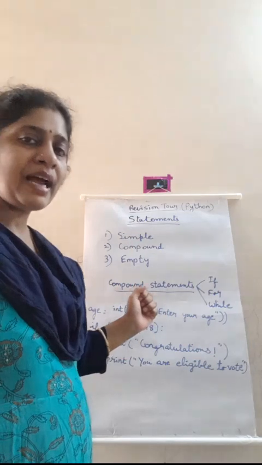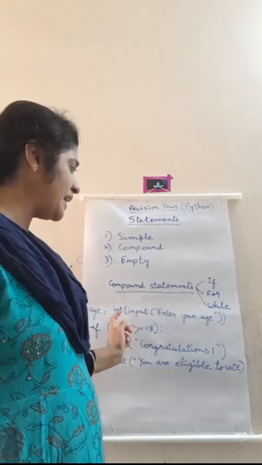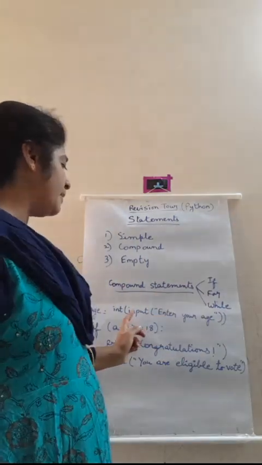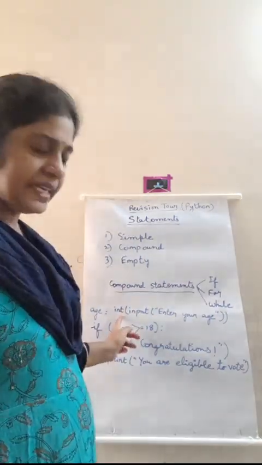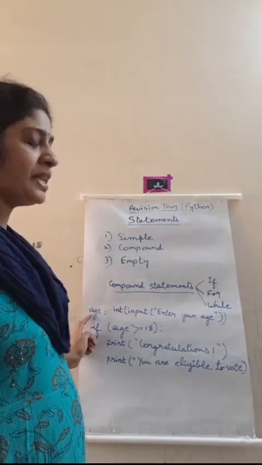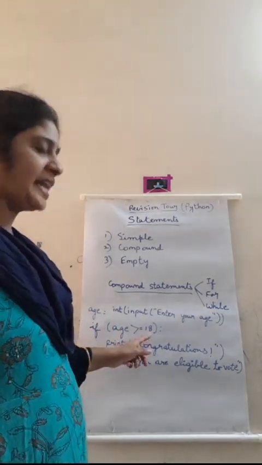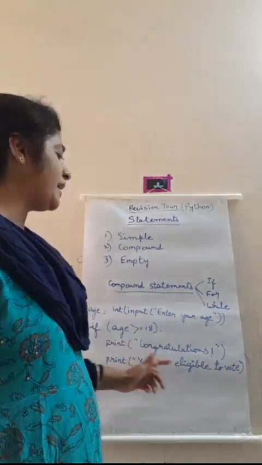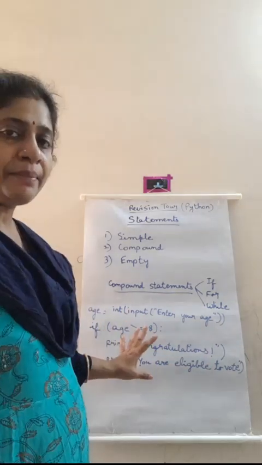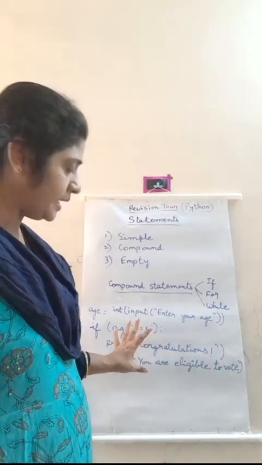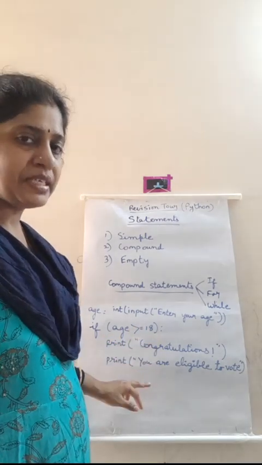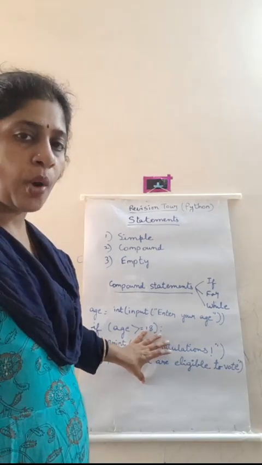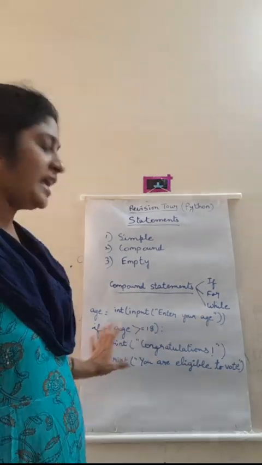Now, a simple program I have written here takes age from the user. I am asking "enter your age", converting it into an integer and storing it in the variable age. If age is greater than or equal to 18, I am displaying the message, "Congratulations, you are eligible to vote." So this is a simple if statement. I have put two statements in the if conditional over here.